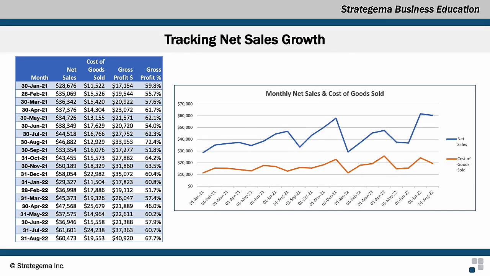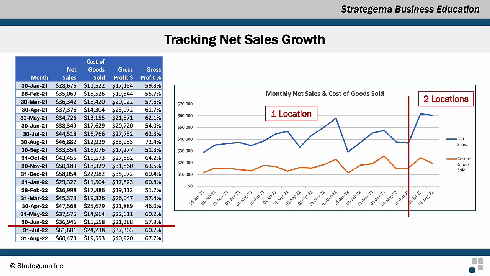Now let's look specifically at net sales growth. With our original data and chart showing all 20 months, we see that there's a jump in July and August, and that's because the business opened a second retail location in July of 2022. So all periods to the left of the red line are based on one location, and all periods after that are based on two locations.